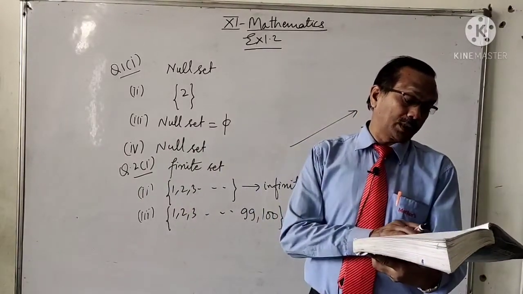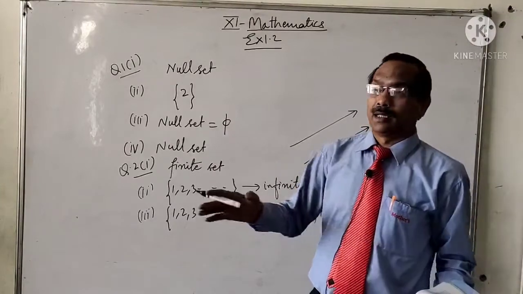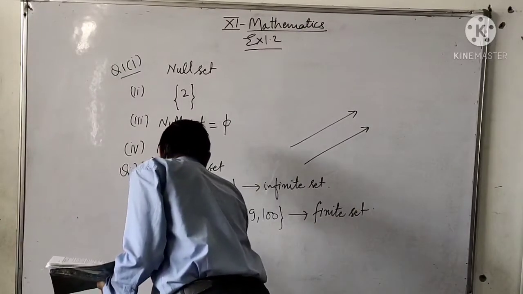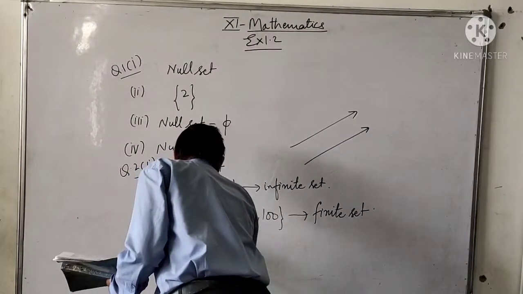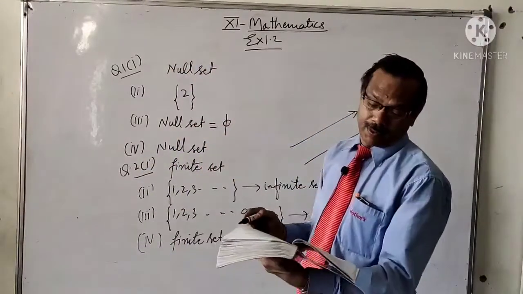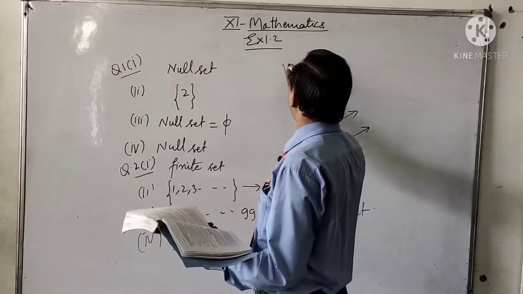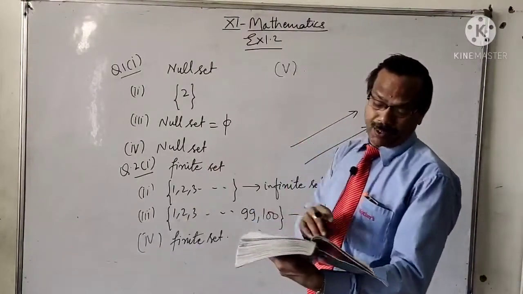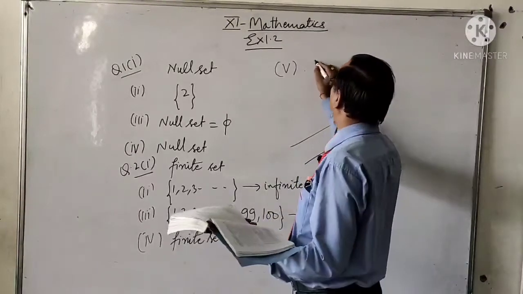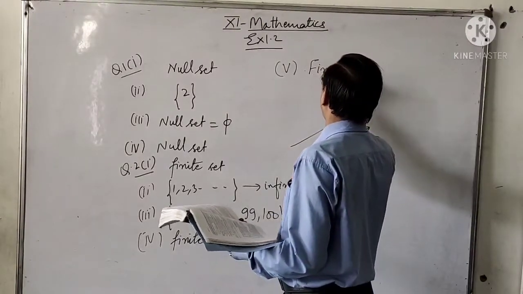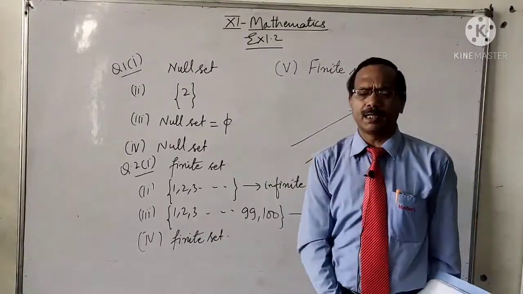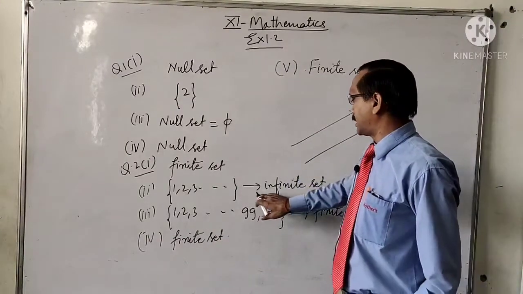Fourth, the set of positive integers less than 100. It is also a finite set. Then, fifth part, the set of prime numbers less than 100. It is also a finite set. So, these are finite sets and that is the infinite set.